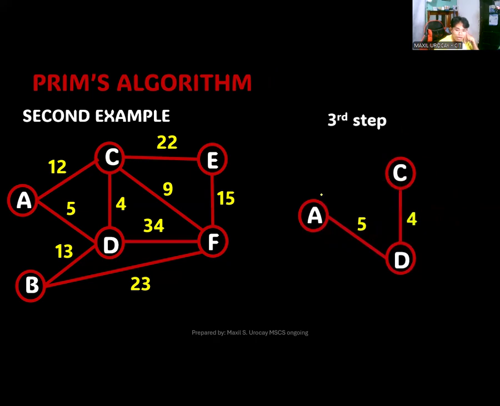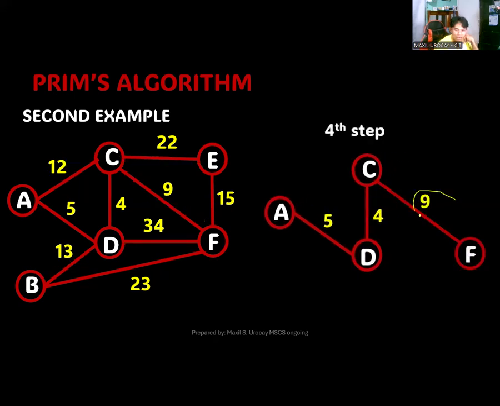And you will also compare. So A to C, that is 12, and that can form a cycle, so we just reject that. And the adjacent of C will be 22 for letter E, and 9 for letter F, and your D as well here. Since you have D, that is 13, and that is 34. So by comparing, we have 9, we have 22, we have 34, we have 13. So we can choose the 9 since that is minimum right now. So we can definitely go ahead and just copy this. So you now have 4 vertices, I mean.